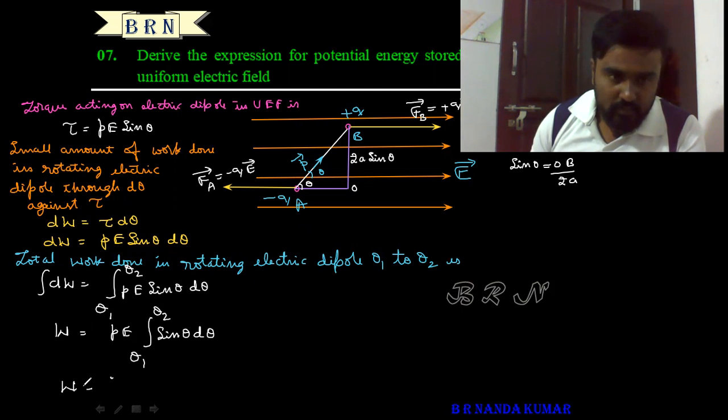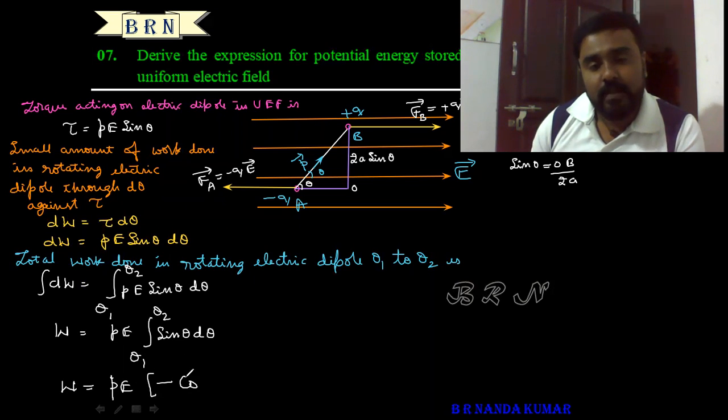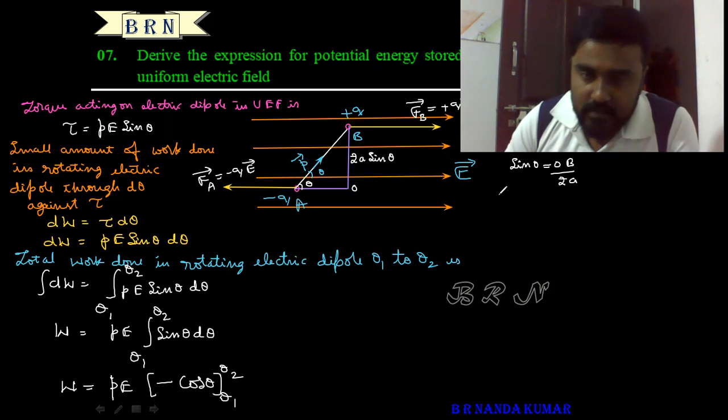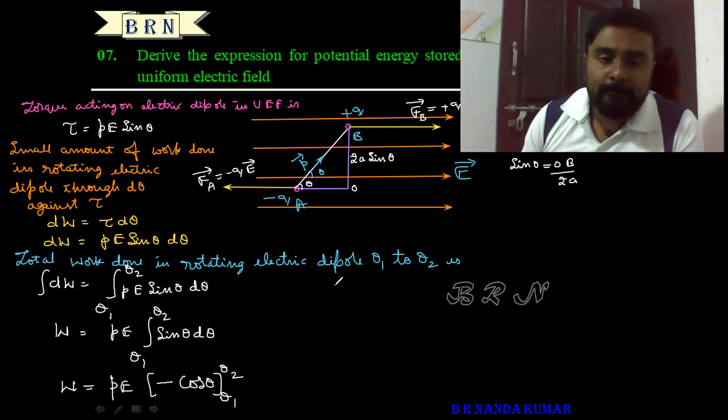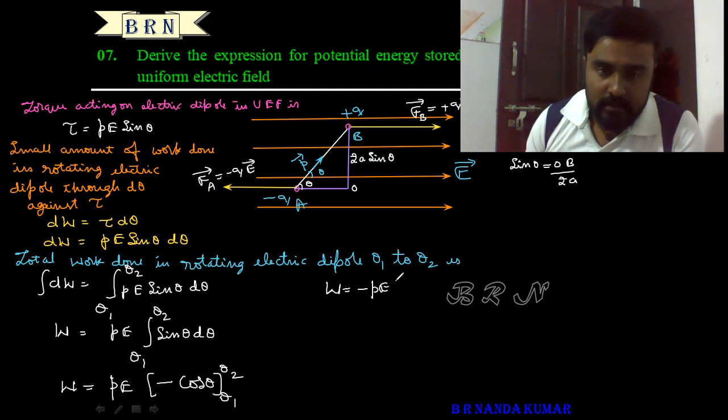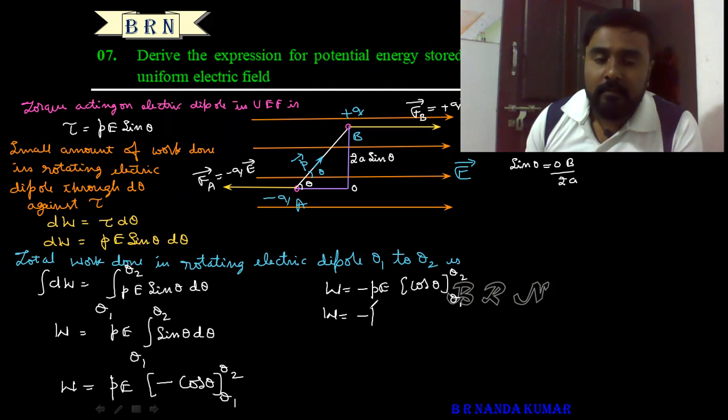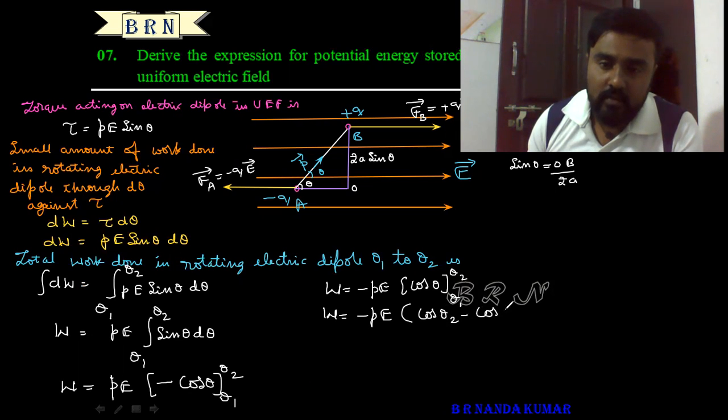W is equal to PE integration of sin theta d theta, that is minus cos theta, limits varying from theta 1 to theta 2. So the total work done is equal to minus, with the constants taken outside, cos theta, limits from theta 1 to theta 2. W is equal to minus PE, apply limits, cos theta 2 minus cos theta 1.